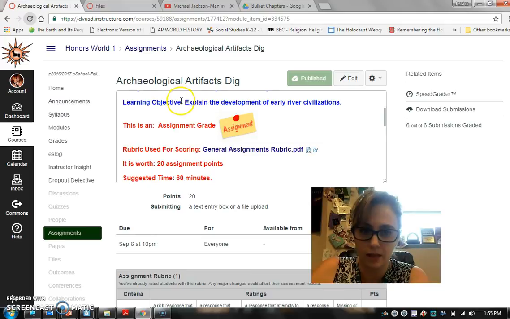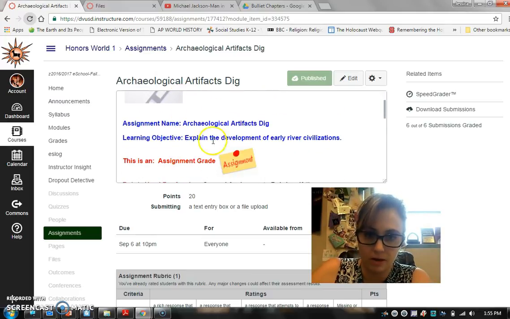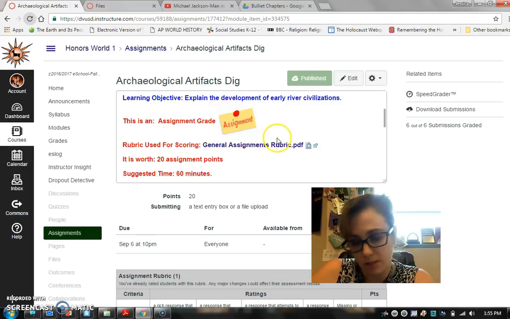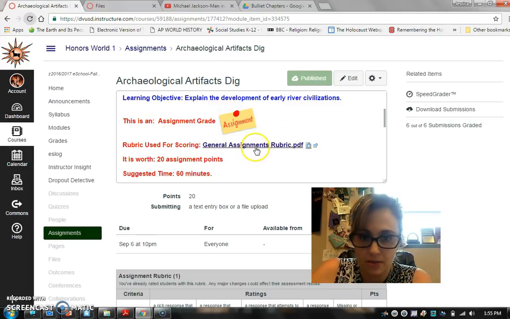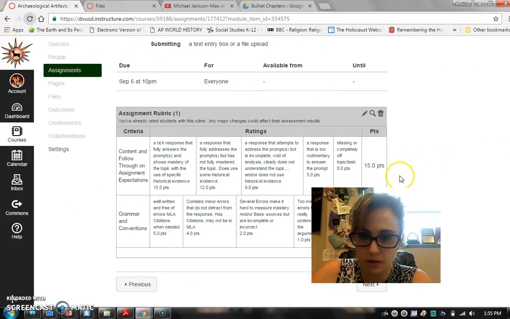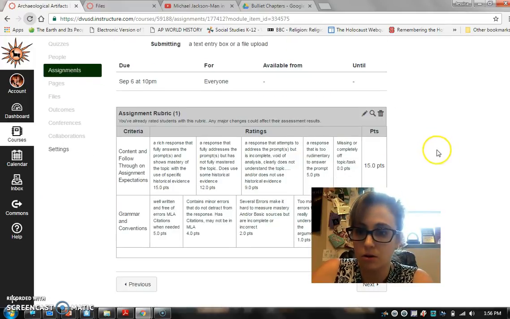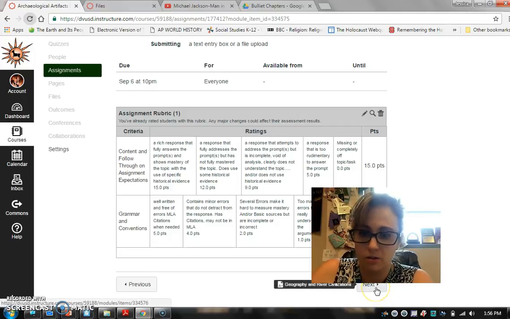Anyways, just to show you the setup, I always have the assignment name and the objective, and then whether it's worth assignment points versus assessment points. There's always a rubric tied to it, and the rubric is always down here, so they can see exactly what they need to do within general assignments. Okay, so that's the dig.